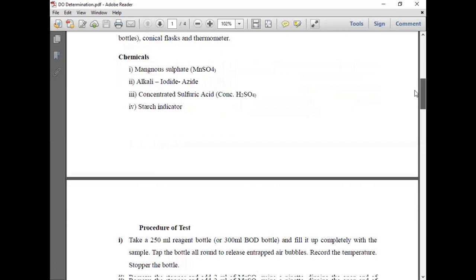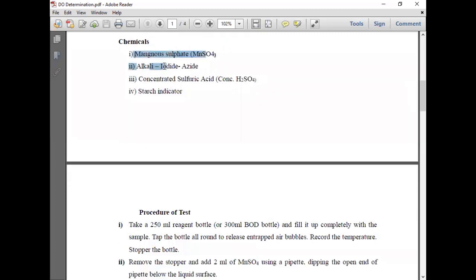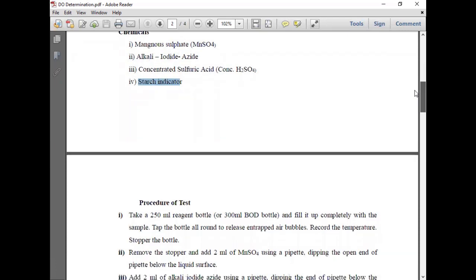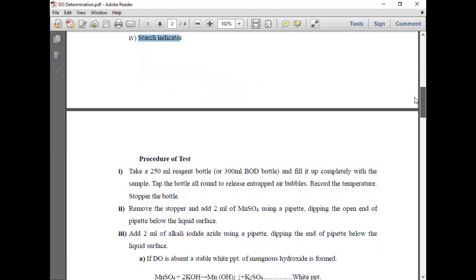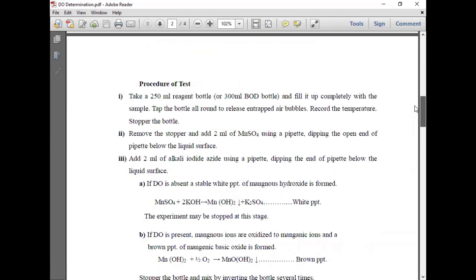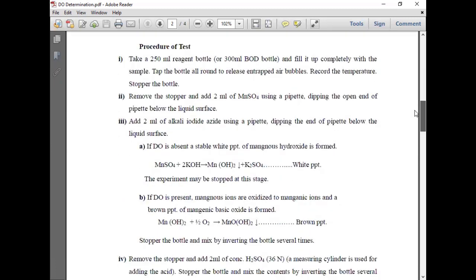We'll be requiring the chemicals magnesium sulfate and alkali iodide, which are used for the DO fixation. Concentrated sulfuric acid for providing the acidic condition. We have starch as an indicator, which is a colorless liquid. And for the titration purpose, we are going to use sodium thiosulfate, which has a normality of 0.025 normal.